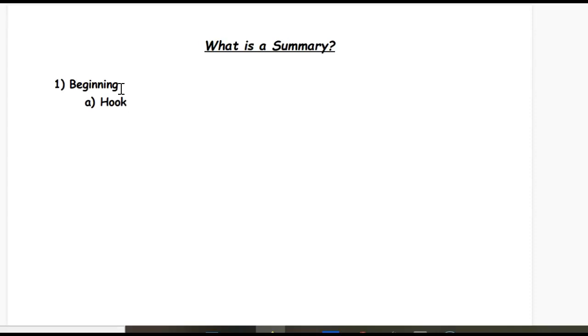Think of when I'm reading your summaries, I have everyone's to read. I have 60 summaries to read. Don't you want me to read yours first when I'm freshest and I'm most alert and I can give you the best? So that's what a good hook does. So it starts with the hook.